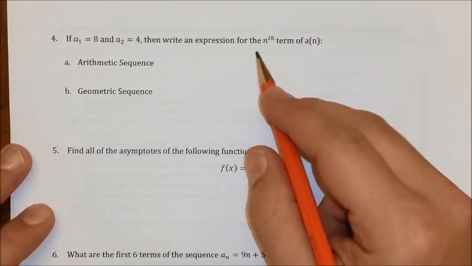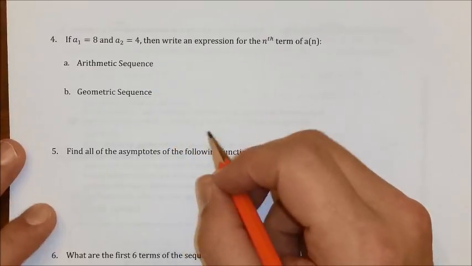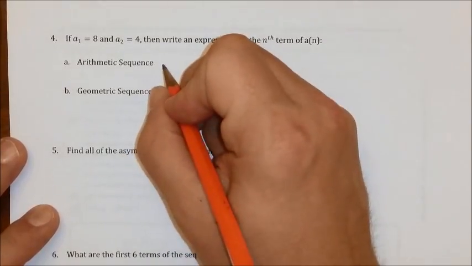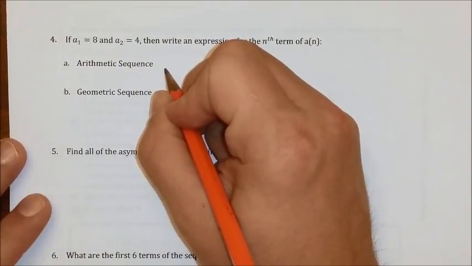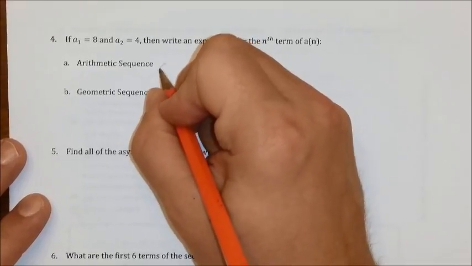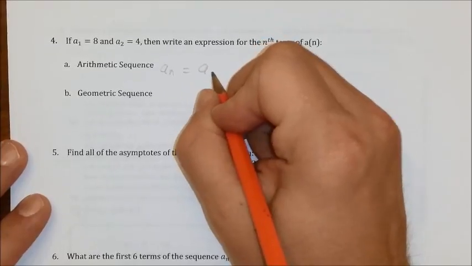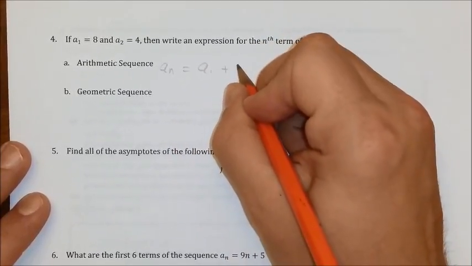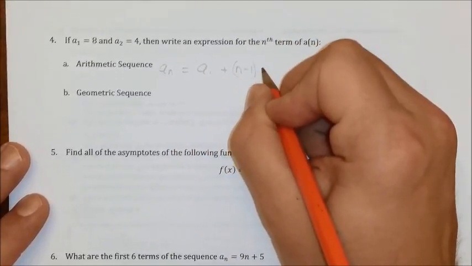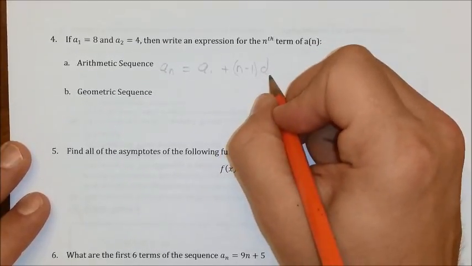Let's write the expression for the nth term for an arithmetic sequence. Well, the general arithmetic sequence formula, the explicit formula to be able to find any term number, is always going to be a sub n equals the first term, a sub 1, plus the term number minus 1 times the common difference.